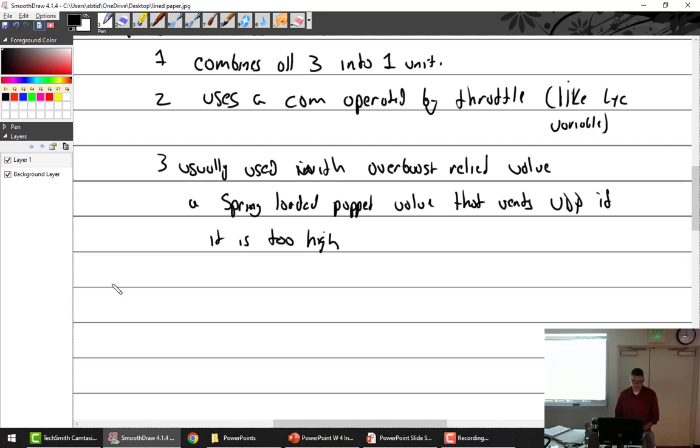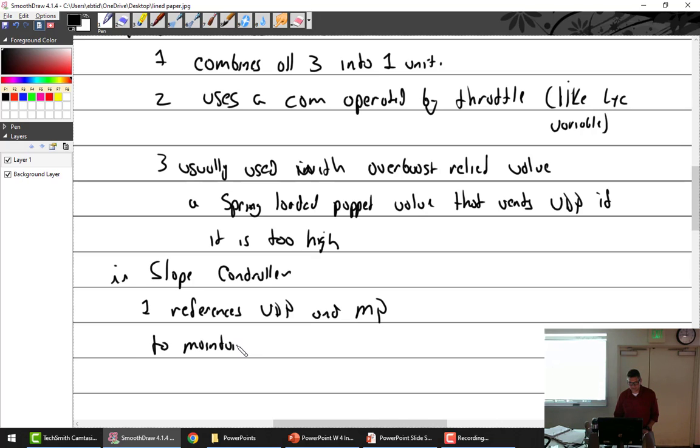And they also, and this will piss you off a little bit, use something called a slope controller. And this one references upper deck pressure and manifold pressure. Oh, does that sound so familiar? Upper deck manifold pressure, to maintain a set differential across what? Across the throttle.